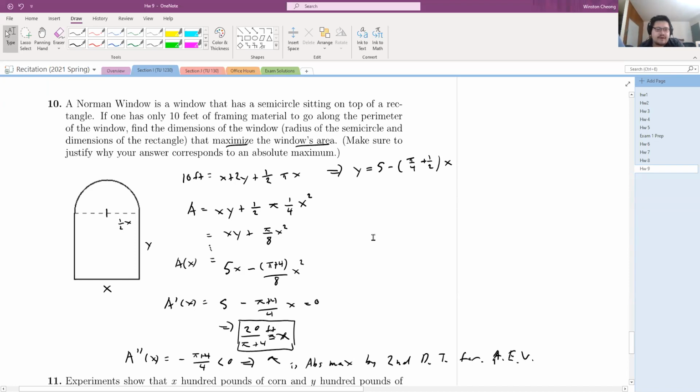Yeah, and then the last thing that it wants is it actually wants the dimensions of the window. So I think not only do you need the x value, but you need the y value. So what you do is you take this value boxed and you plug it into this equation up here. And then you calculate what that value is. So there's more algebra that you do, and eventually you end up with y is equal to 10 over pi plus 4 feet. So make sure that you can do that calculation as well. And then these two things, they should be the dimensions that the problem is asking for.